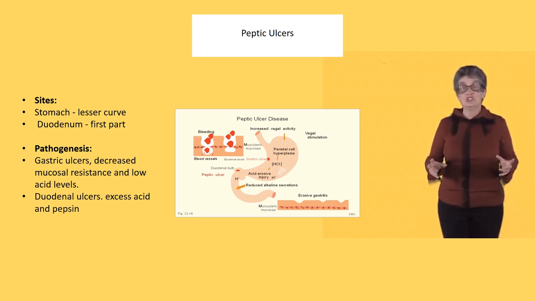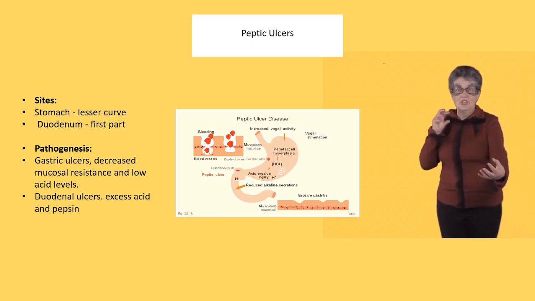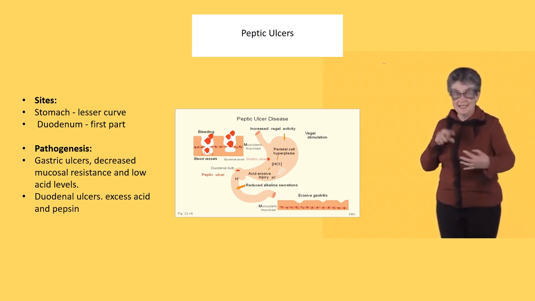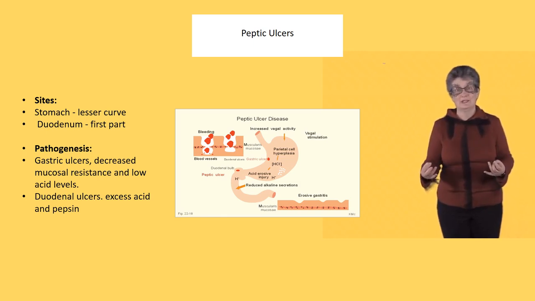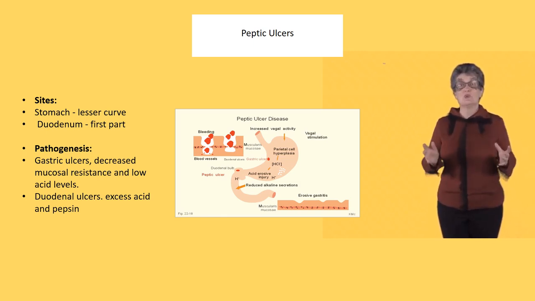Duodenal ulcers are due to excess acid and pepsin. They're due to dumping of gastric acid in the proximal duodenum. They can be associated with Helicobacter, but also with many other conditions that increase acid production.